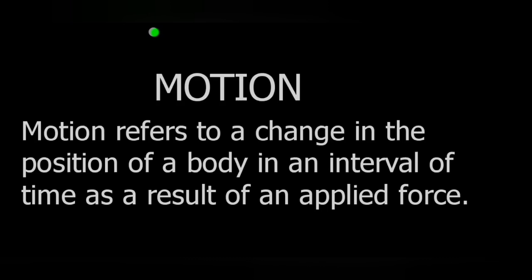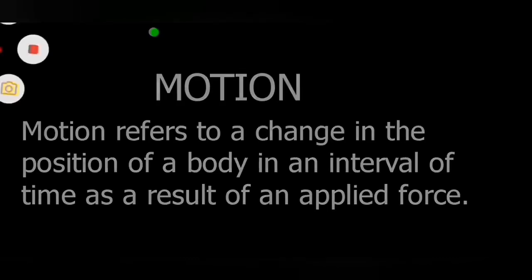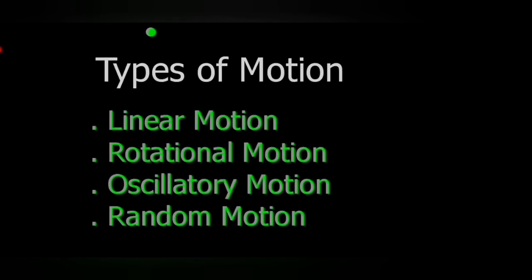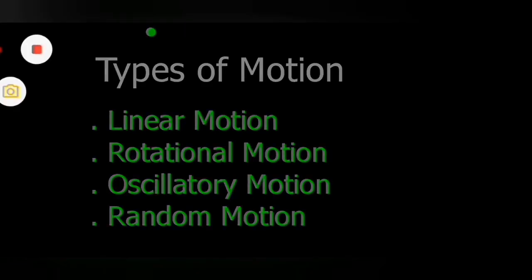Different types of motion exist in nature. They are grouped generally into four, and they include linear motion, rotational motion, oscillatory motion, and random motion. We shall examine each type of motion individually and give relevant examples.